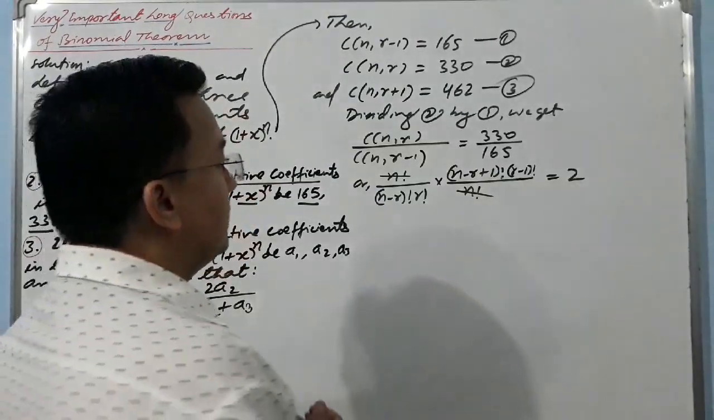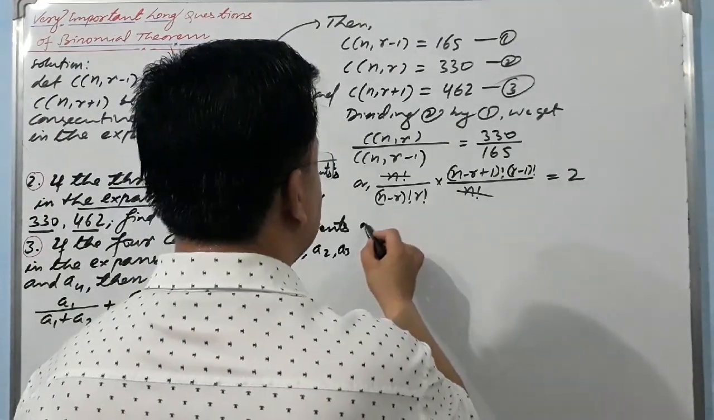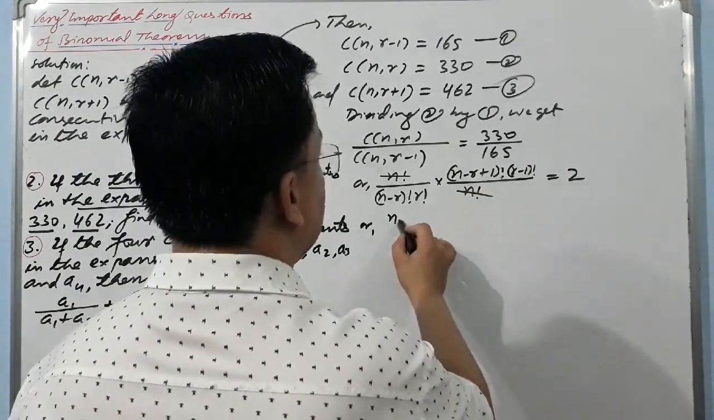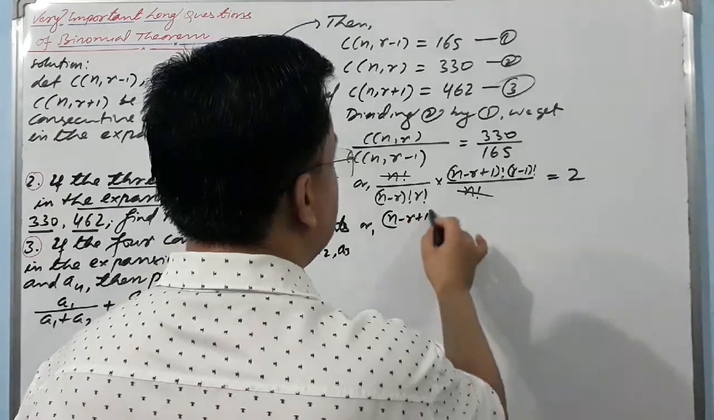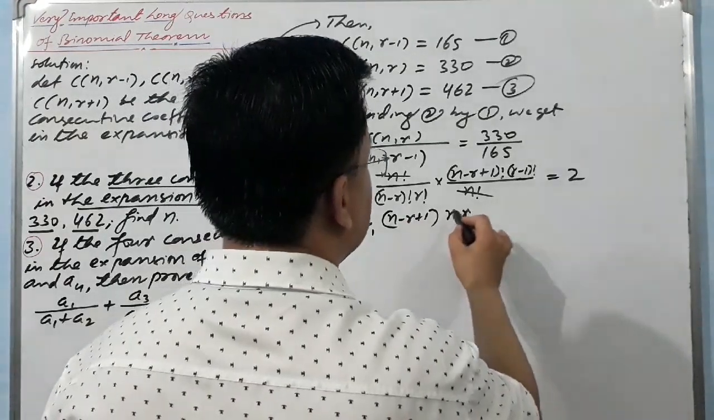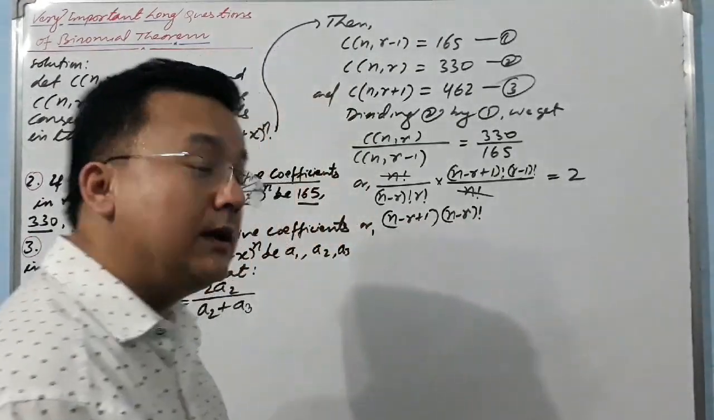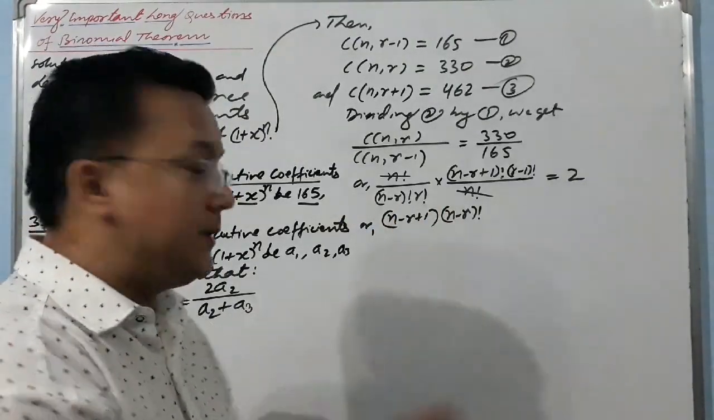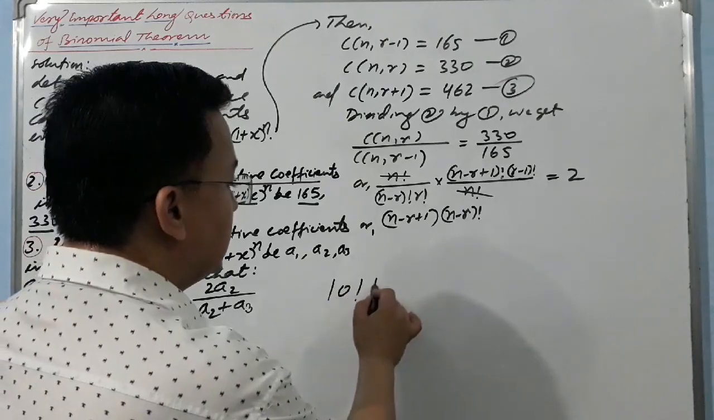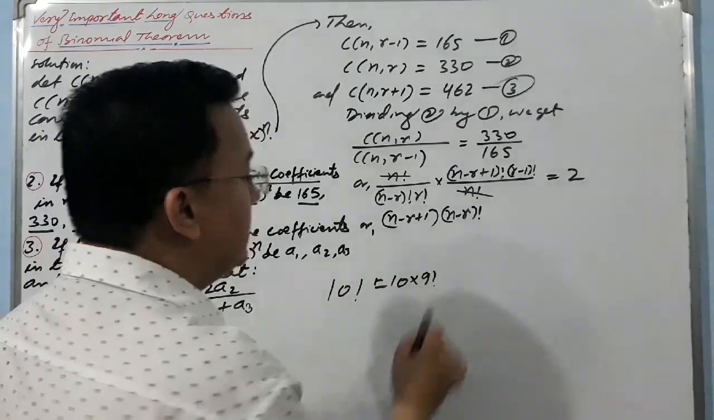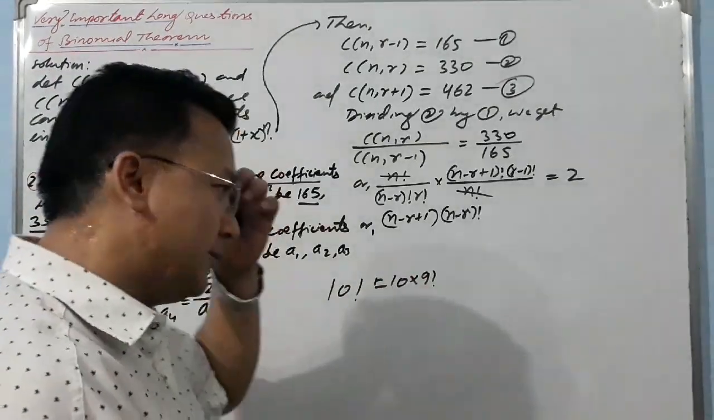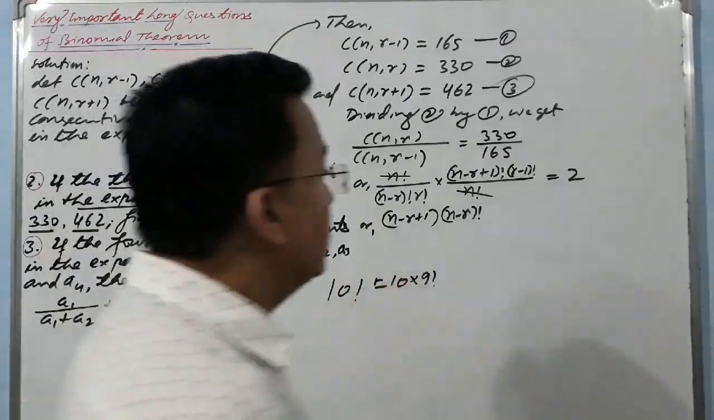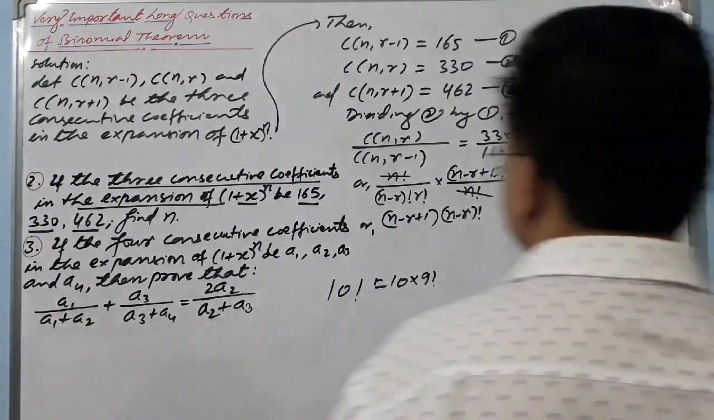So let's start to expand. You will get n minus r plus 1, and then you will get n minus r factorial, because when you expand you can stop it just like 10 factorial. We can write 10 factorial as 10 times 9 factorial if we need. If we need up to 9 factorial, we can expand up to this number, right? Here also I have done the same thing.